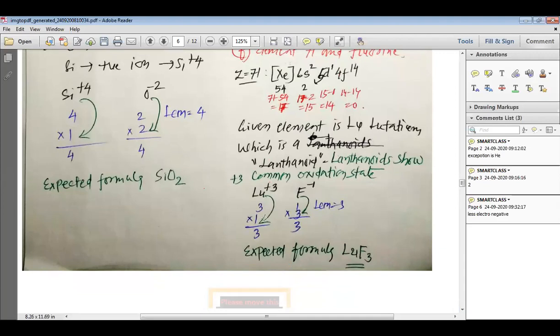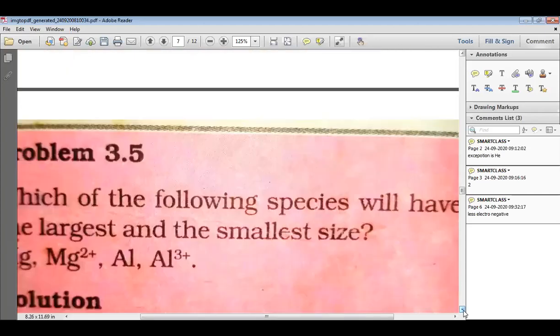This +3 oxidation state will make lutetium +3, and fluorine, we know the most electronegative element, makes a -1 ion. So for lutetium we have 3, fluorine is 1, LCM is 3. To get the LCM number, 3 needs to multiply with 1, 3 1s are 3, and 1 needs to multiply with 3, so 1 3s are 3. Ultimately, with the arrow I have shown that lutetium is needed 1, whereas fluorine is needed 3, and the expected formula should be LuF3, my dear students.